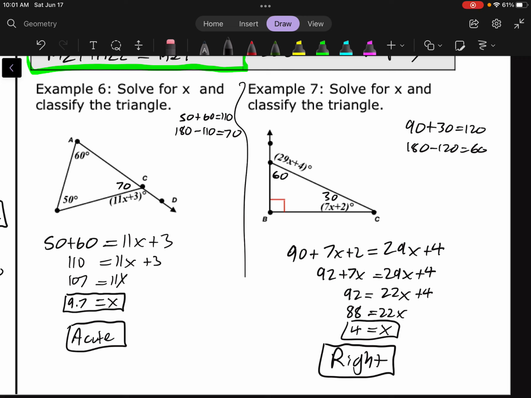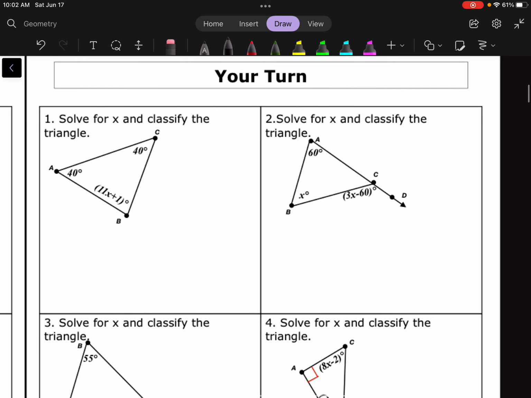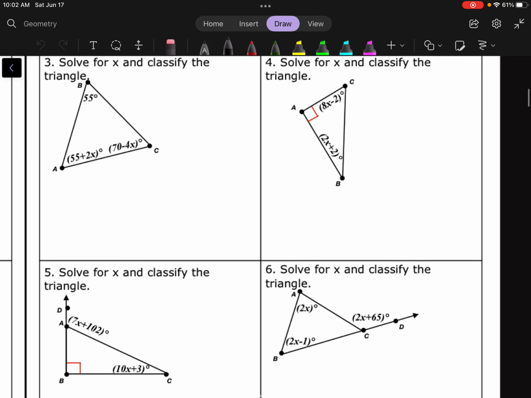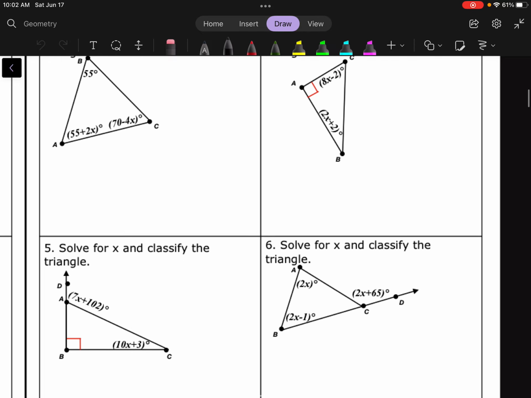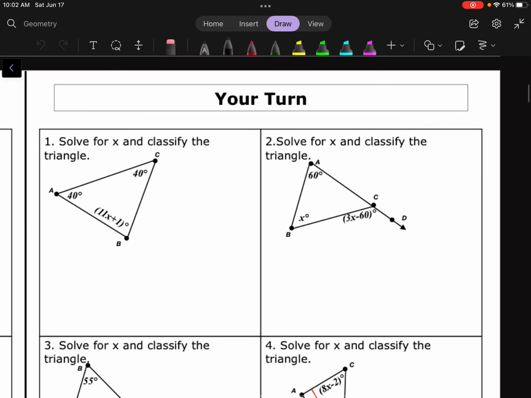Okay, we did some triangle sum theorem, some exterior angle theorem, and we proved why both of those work. For the your turn side, you've got some interior angles, some exterior angles. You're going to be solving for x and then classifying the triangles. So why don't you pause the video here, try those out, and then come back when you are ready to check.